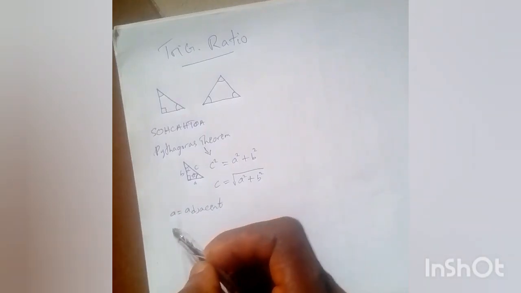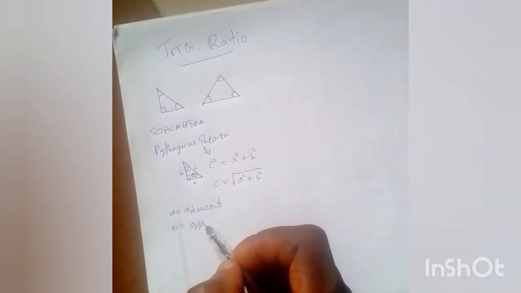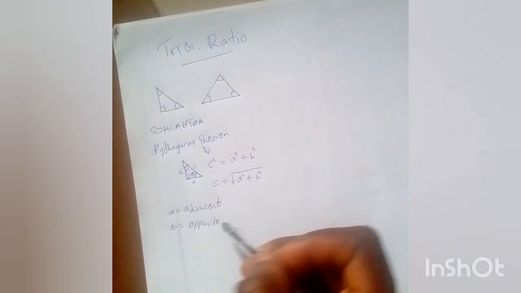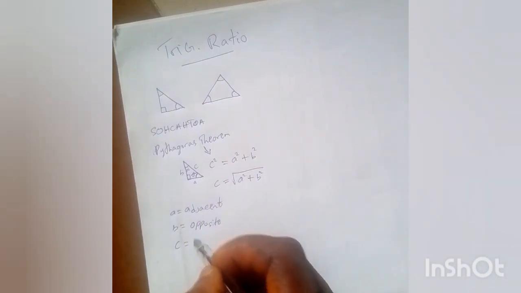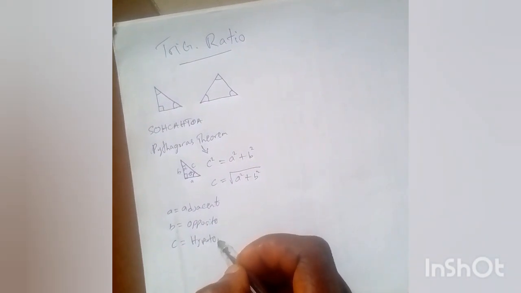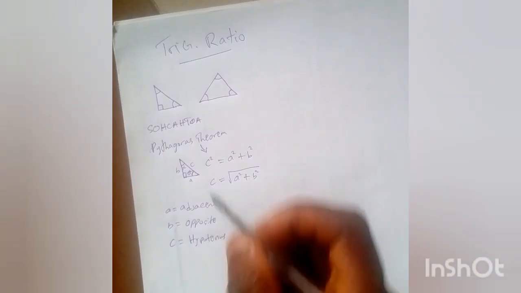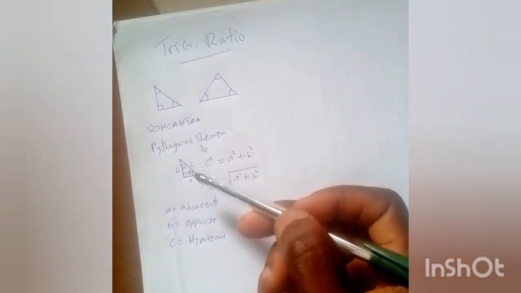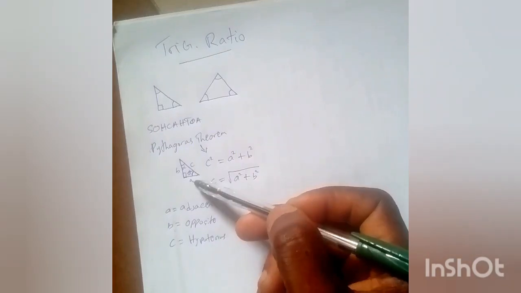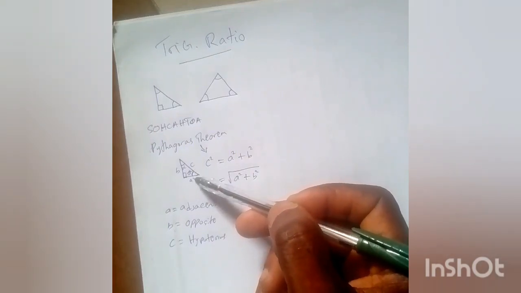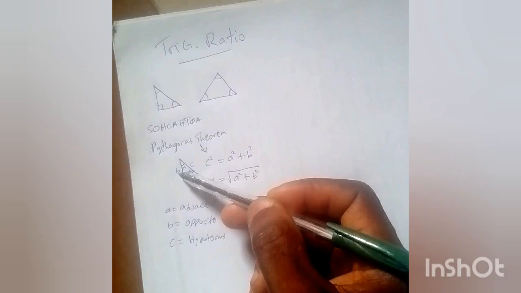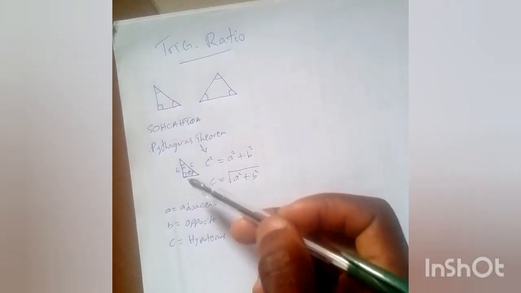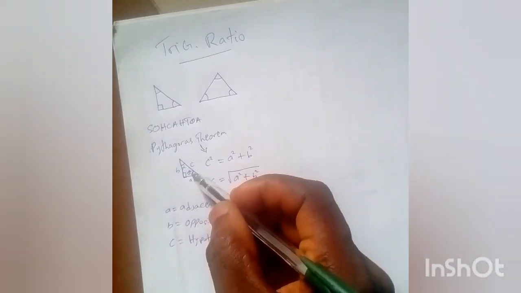That means it is under the angle. Now B is going to be opposite because it is facing the angle, and C is going to be the hypotenuse. That is the longest side. C is always the longest side. So C is the hypotenuse, the longest side. A is the adjacent, the side under the angle, and B is the opposite, the side that is facing the angle. That is when you are dealing with the angle theta.